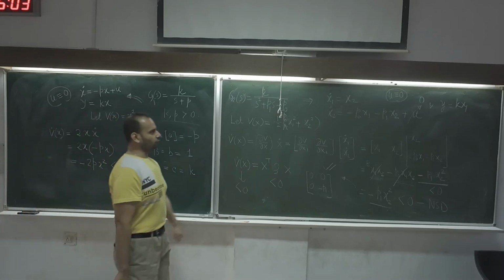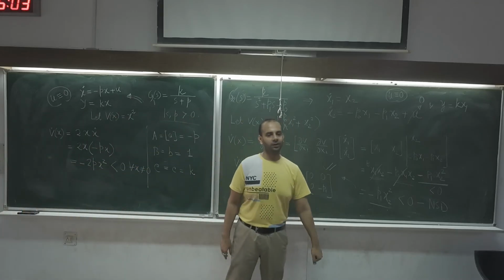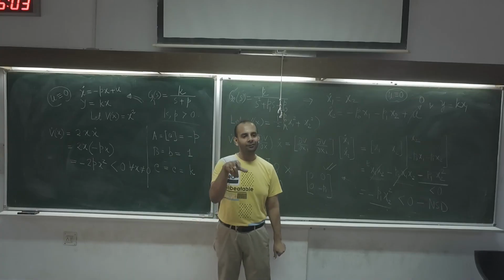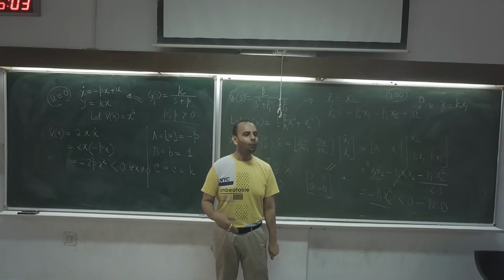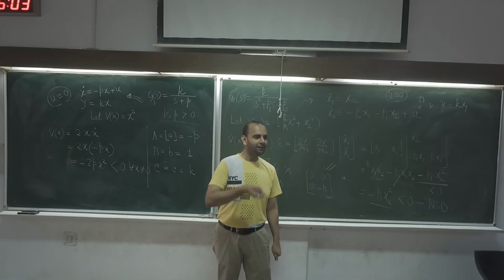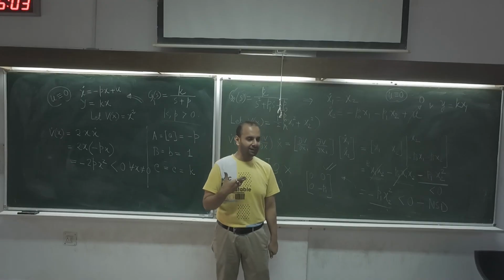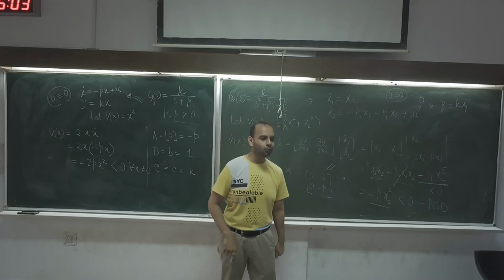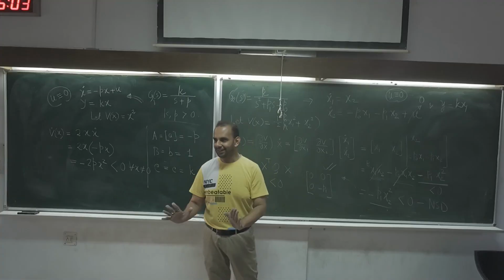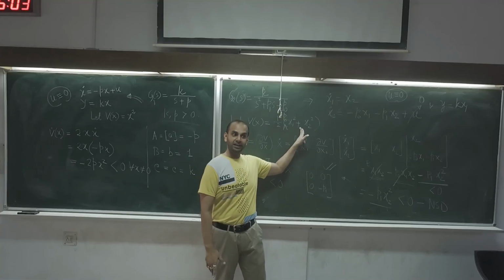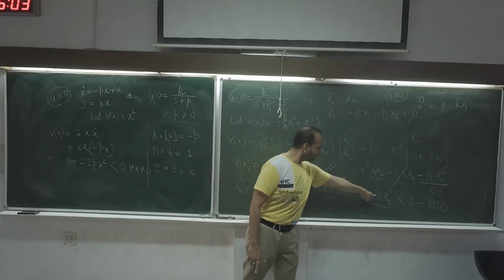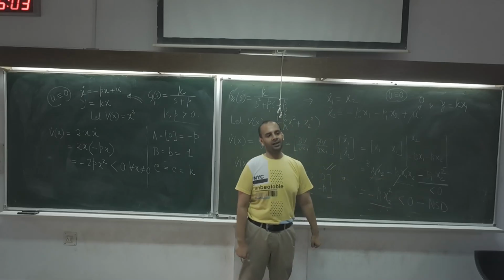This is the easiest choice. In most of the books you will find half x1 square plus half x2 square. Why do they choose it like that? When you take the derivative, the 2 and the half get cancelled out, and simply you will be getting x1 into x1 dot. So that is the easiest choice. But here you don't have any cross-coupled term. So ultimately you see that is the problem that we are facing.